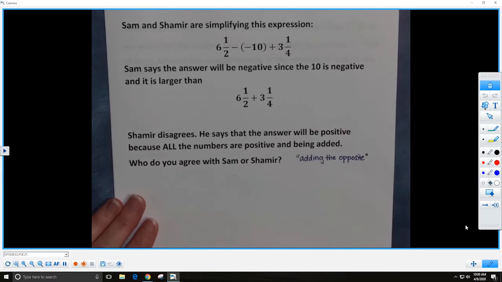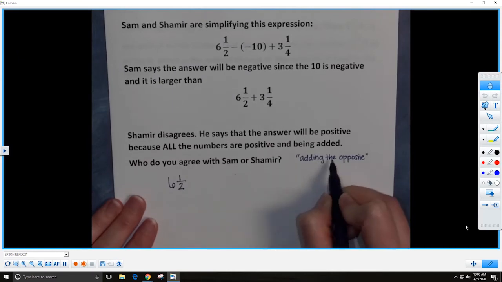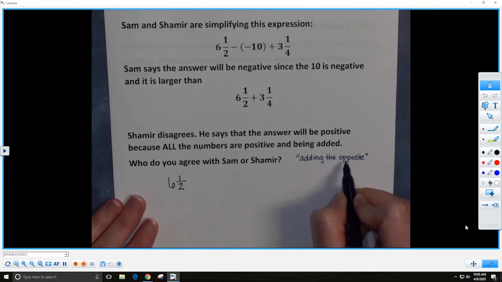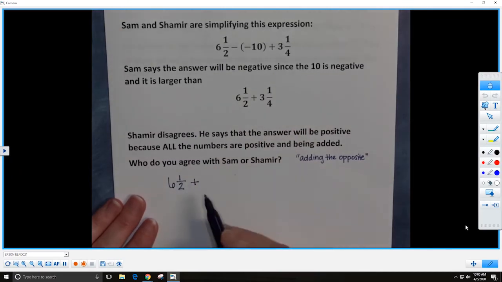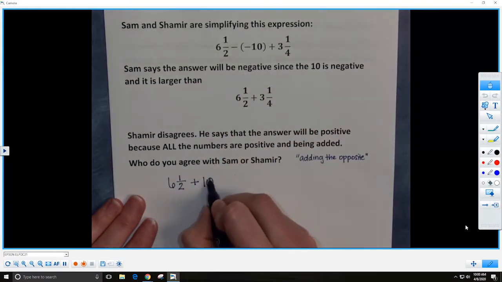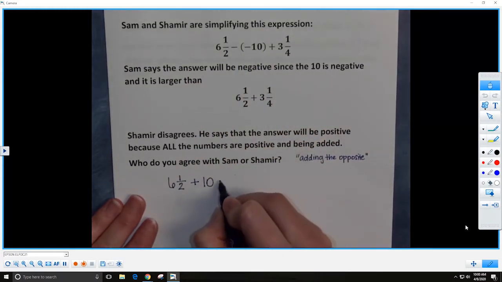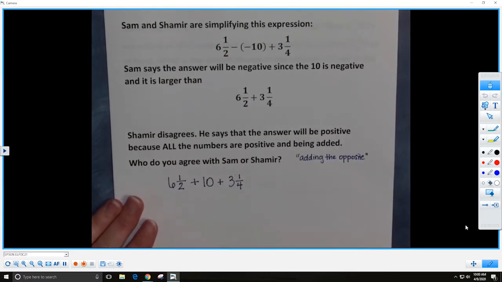And we've discussed that you can leave the first addend the way that it currently is, so 6 1/2, and then you add the opposite of that second addend. So we change subtraction to addition, and we're going to be adding the opposite of this second addend. Well, the opposite of -10 is +10, and then we have plus 3 1/4.